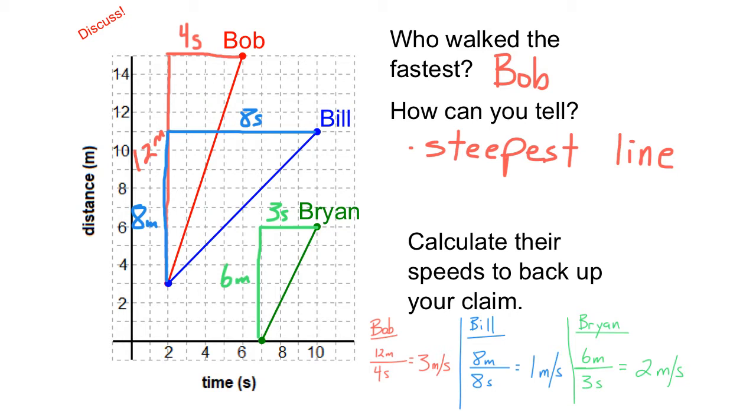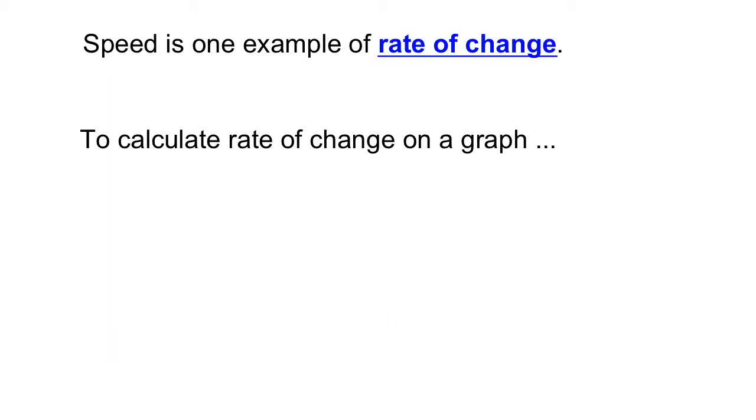So I looked at just visually who had the steepest line. That was Bob. And I also calculated the speeds using the change in distance over the change in time. And I can back up my claim. I can see here that Bob has the fastest speed. And this brings us to the whole idea of this lesson, the rate of change. So speed, which we just calculated, is just one example of rate of change.